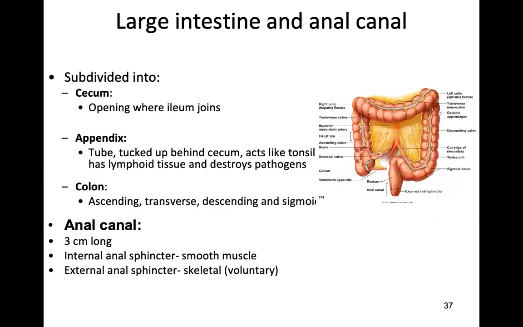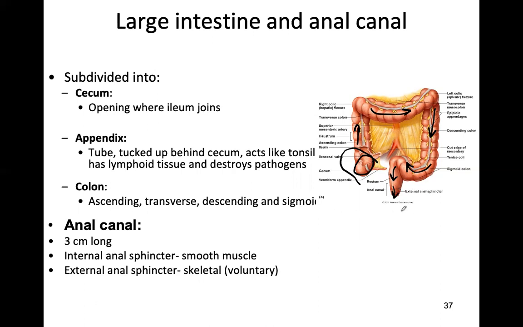It starts with the cecum, which is this pouch you see right here. It's connected to the ileum, which would be right here. Then food moves up through the ascending colon, goes across through the transverse colon, goes down through the descending colon, twists through the sigmoid colon, and eventually through the rectum and anal canal and anus.